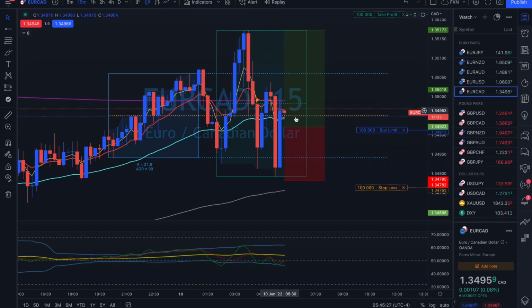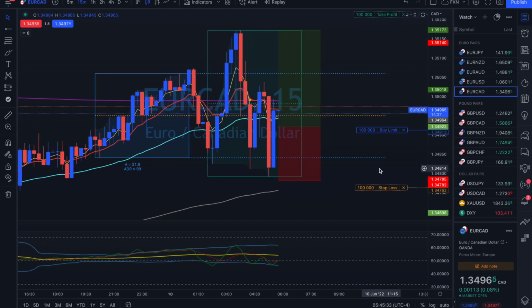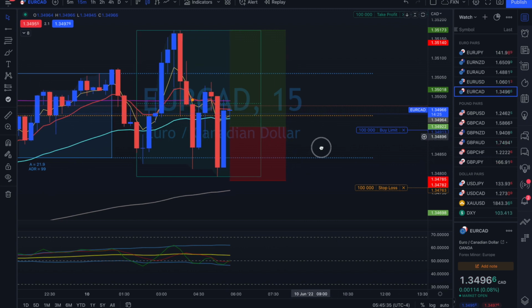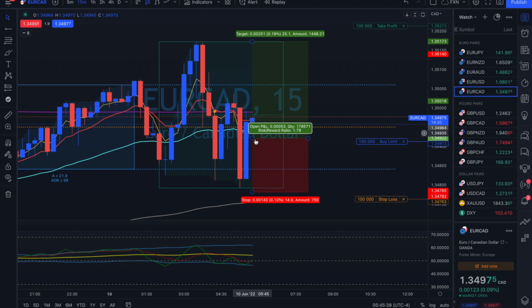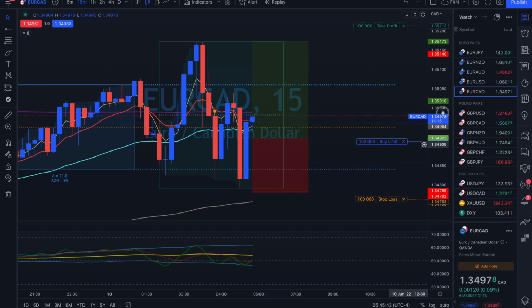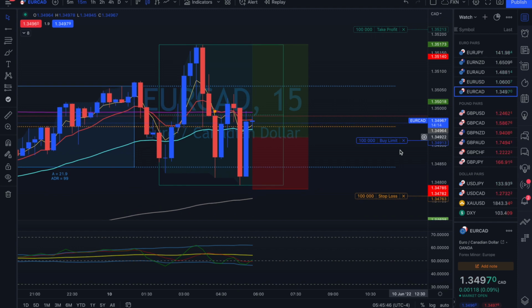Let's see if it did end up being a railroad track, which is good. Now let's see, can you get a pullback or not? And again, this is where if you do buy limit orders and it doesn't pull back to your area, then you kind of missed out on the trade. You can't be upset if you missed out on the trade or not.